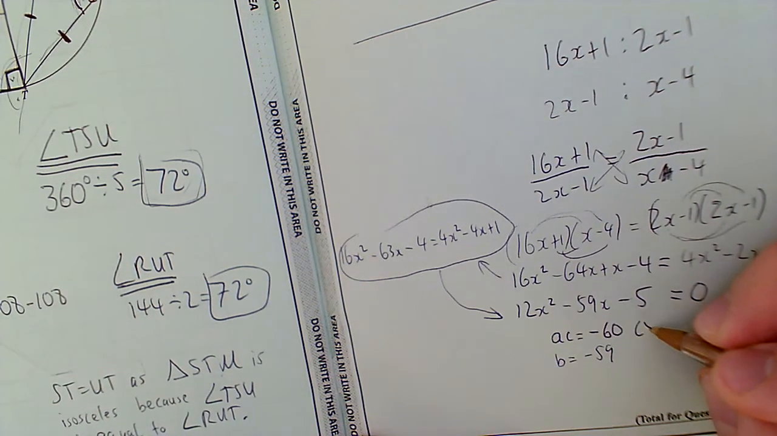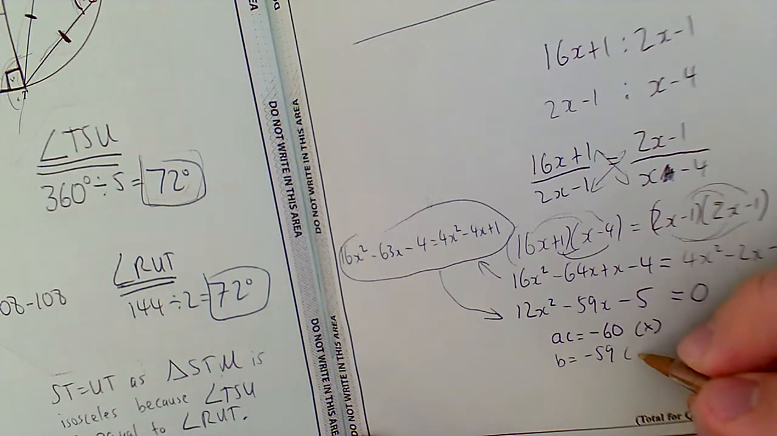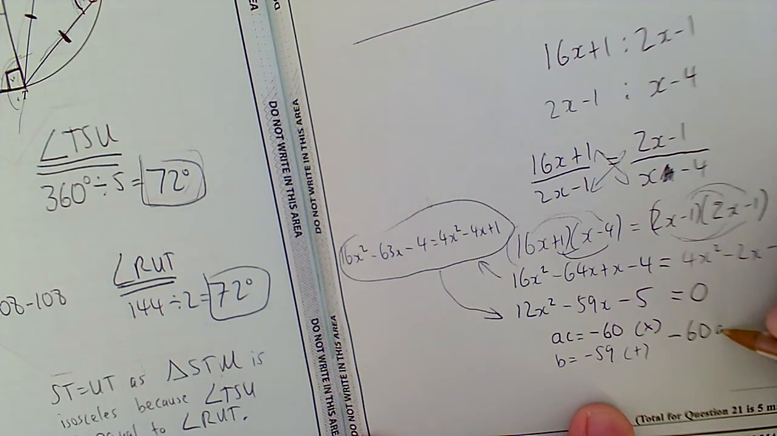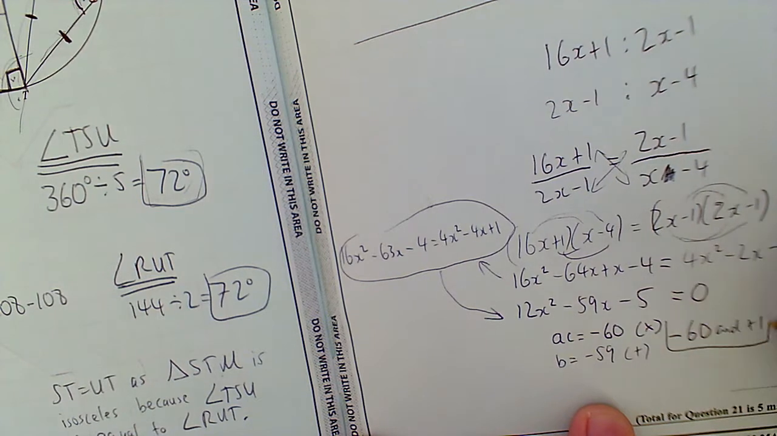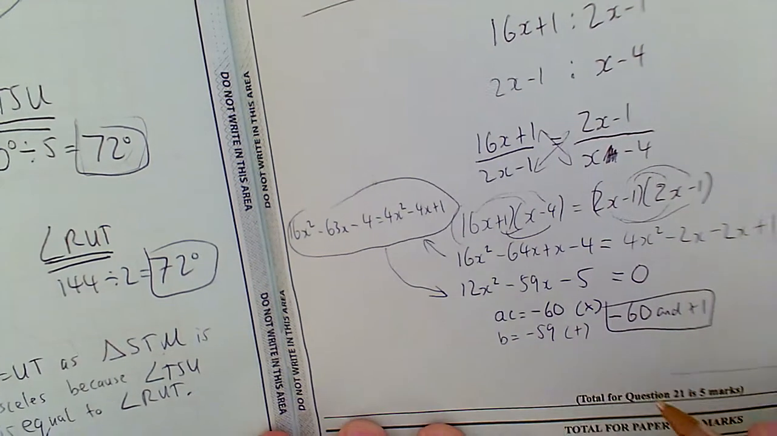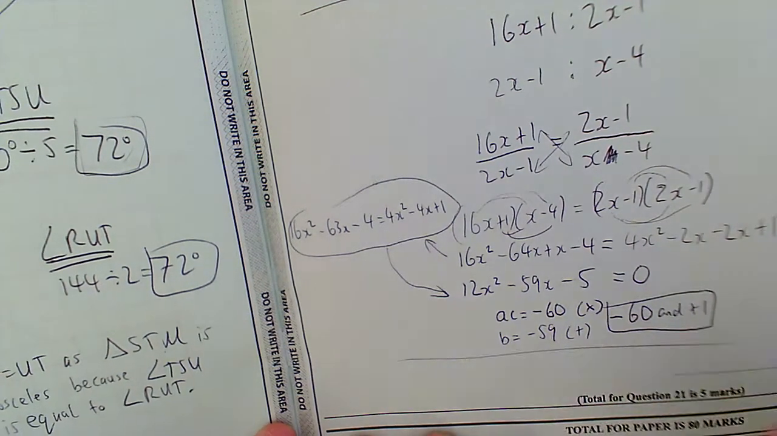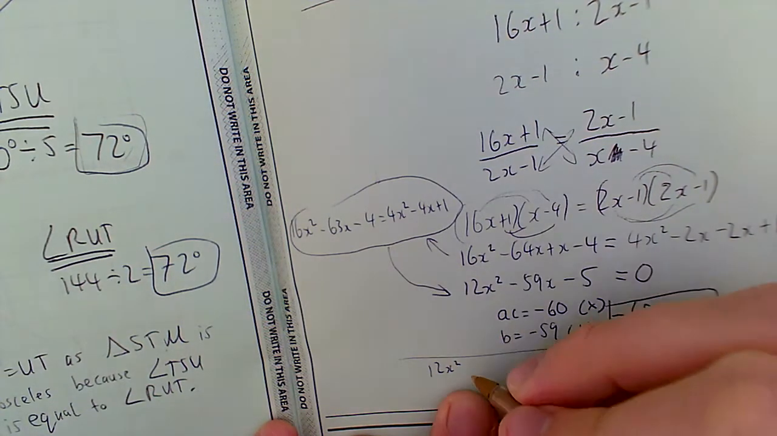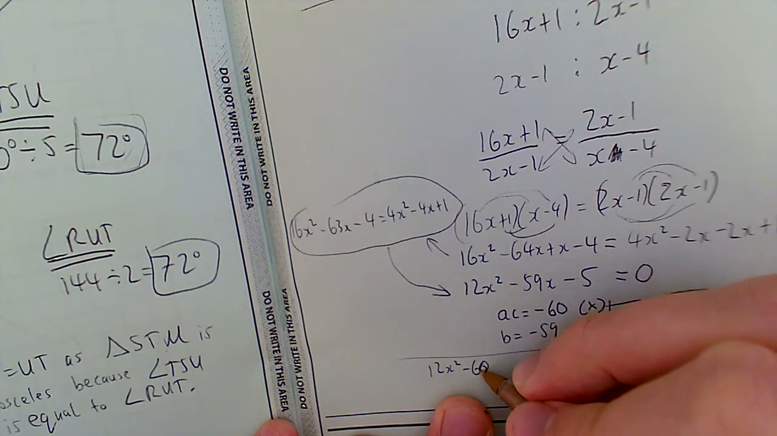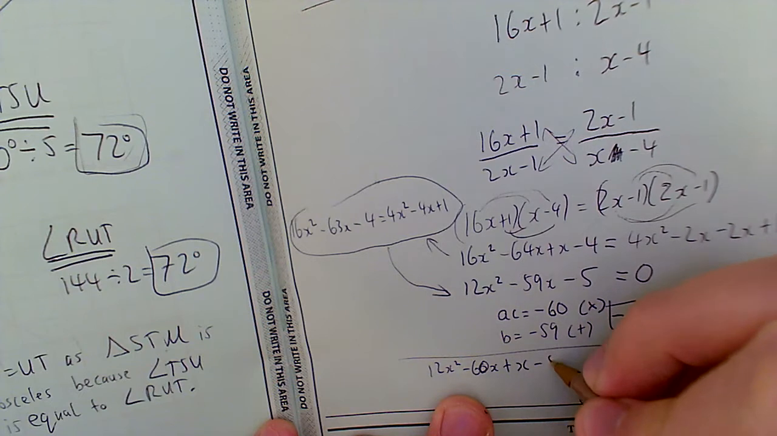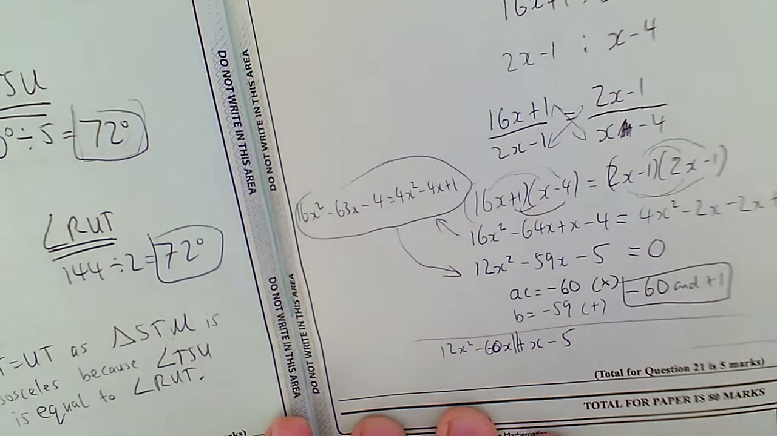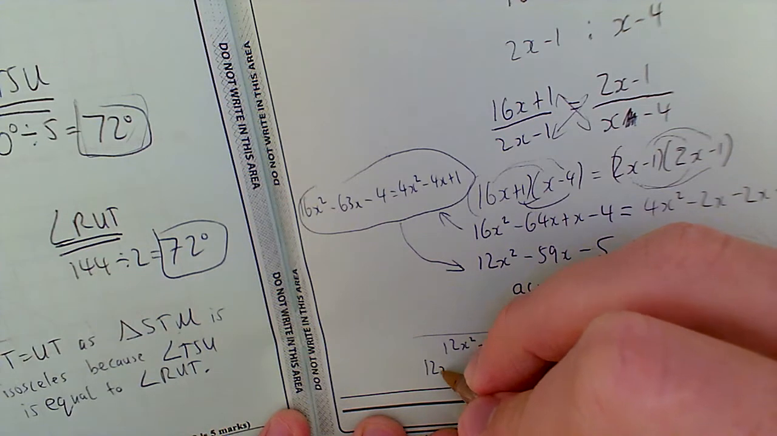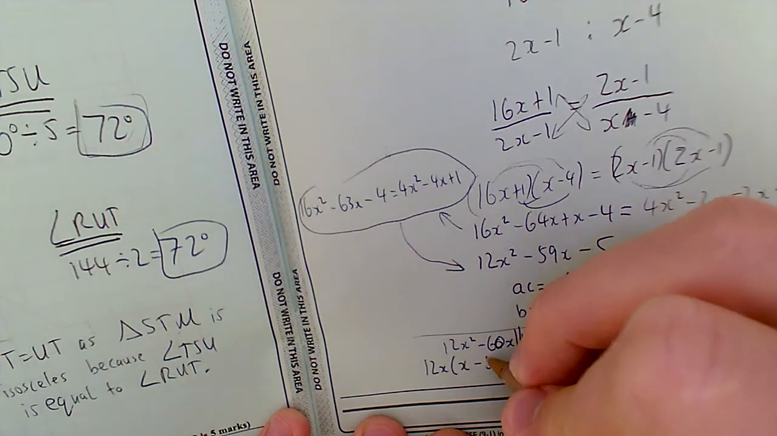So what two numbers times to give me minus 60 and add to give me minus 59? Well, it'd have to be minus 60 and plus 1. So, using the AC and B method properly, I write the quadratic out again, but I split the middle bit into minus 60x and plus 1x, and then I factorise the first bit. So 12x squared and minus 60x, I can take 12x out of that.